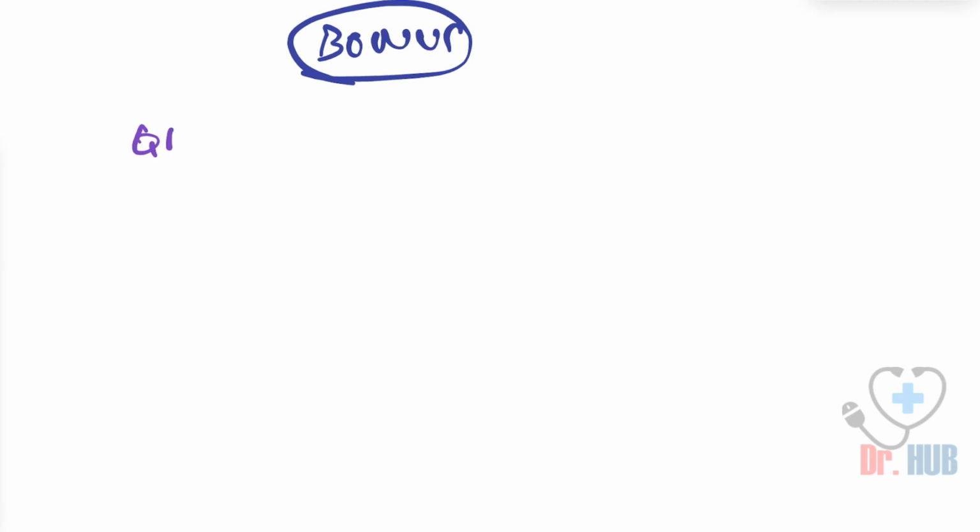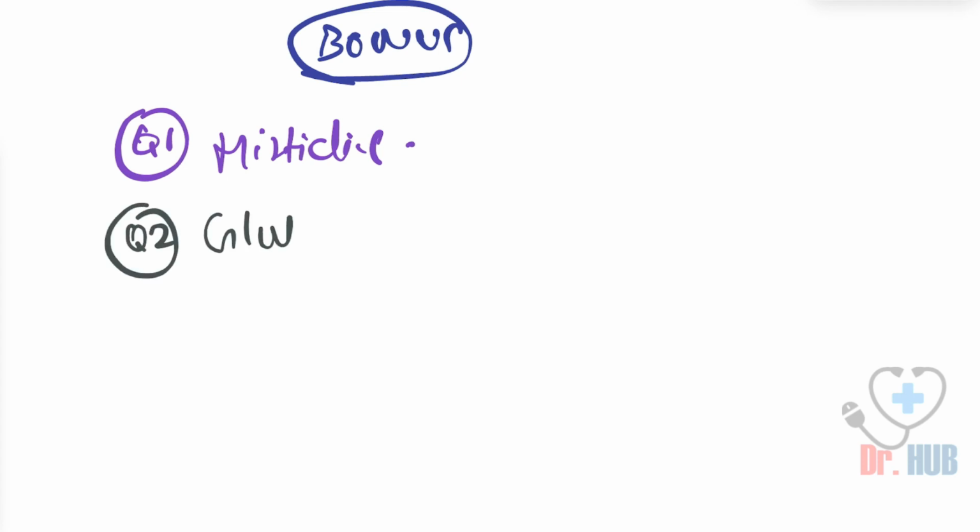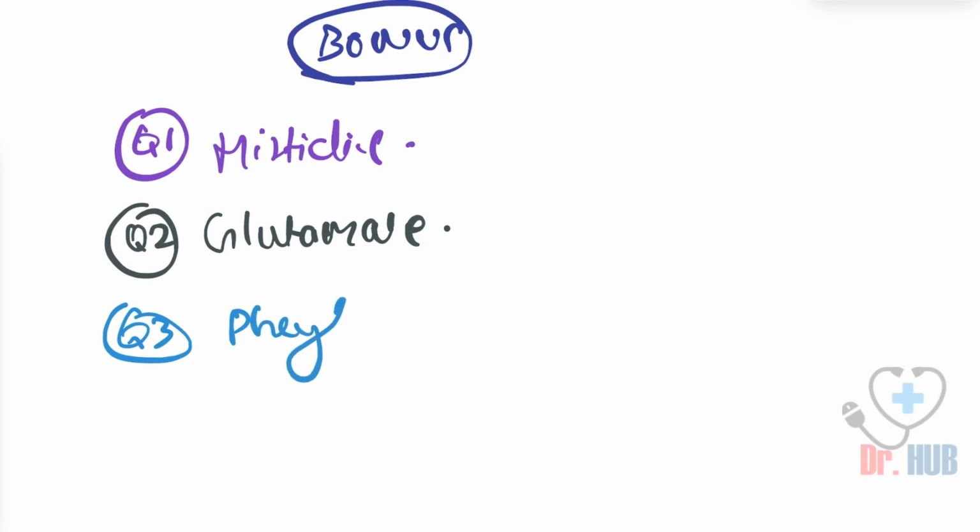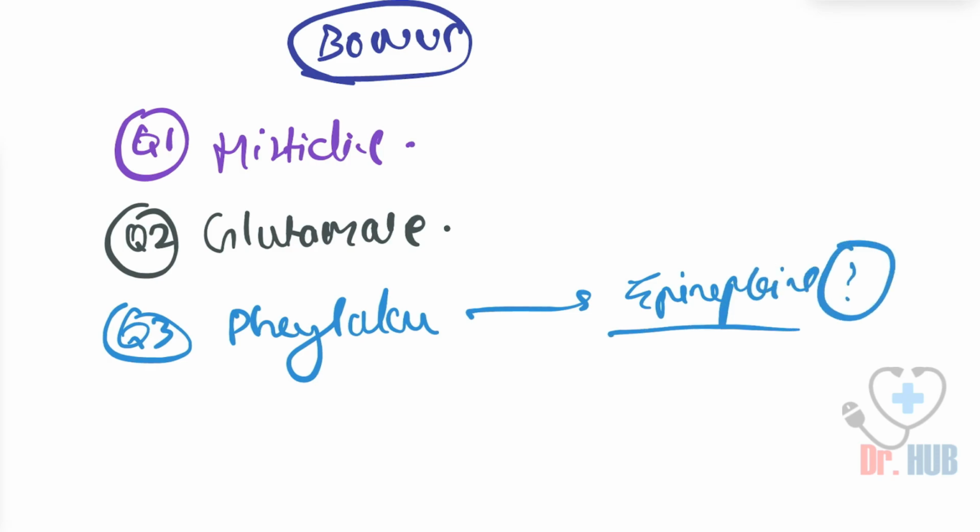Now we are going to go to the bonus questions. So these bonus questions, you can answer in the comments. The first question we would like you to answer is, what are the derivatives of histidine? The second question is, what are the derivatives of the glutamate? The third one is, tell the steps involved in case of the phenylalanine to finally the epinephrine. So what are the steps involved? You can answer these questions in the comments.